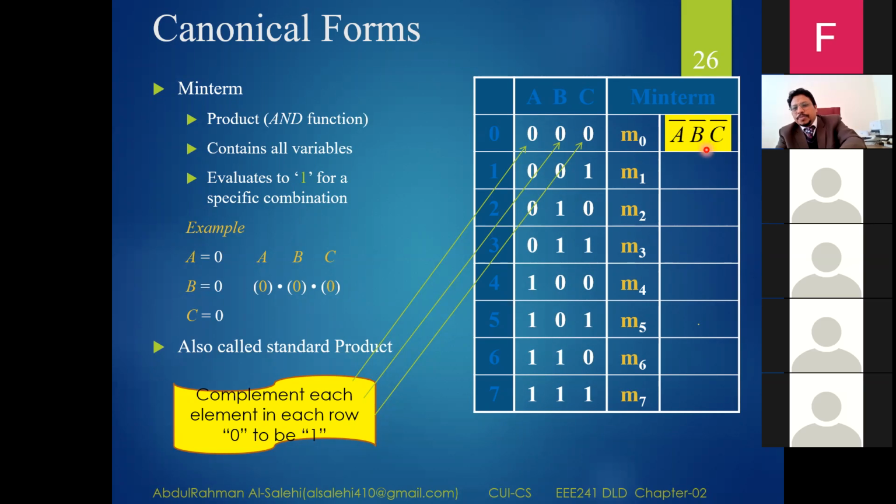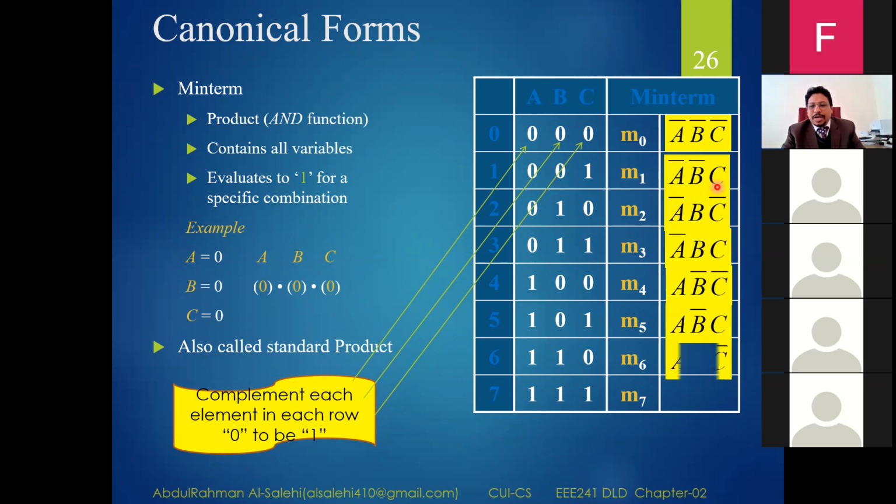In the second one, it will be only the first two, A prime B prime, and the C we are not going to do anything with it. The same thing if we come to the last one, all of them are 1 1 1. So I will not take any prime. So I am sure that the result of my term should be 1.